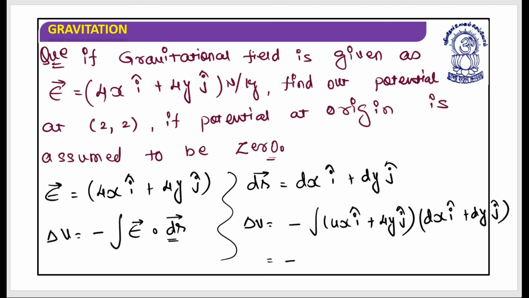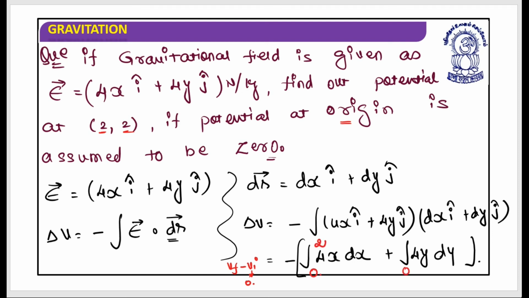So this is equals to minus of the integration of 4x dx plus the integration of 4y dy. I hope this is clear. Now what are the limits of this? They say that the potential at the origin is 0. So when I write delta V, it's Vf minus Vi, and the origin is at 0. So this is to be integrated, this is x, this is y, from 0 to 2. Even this is to be integrated from 0 to 2. I hope this is clear.